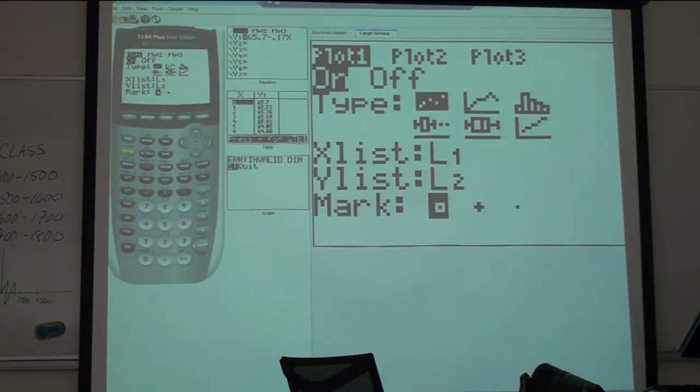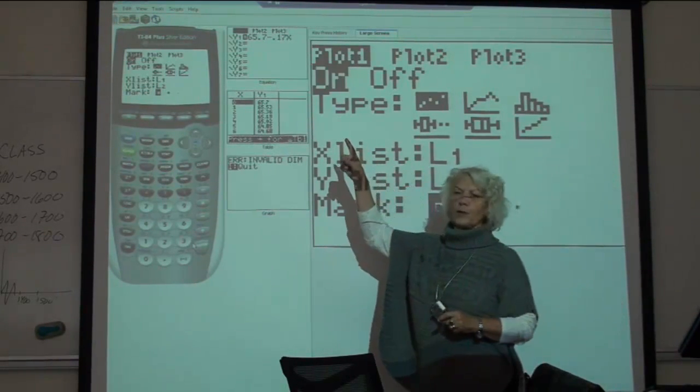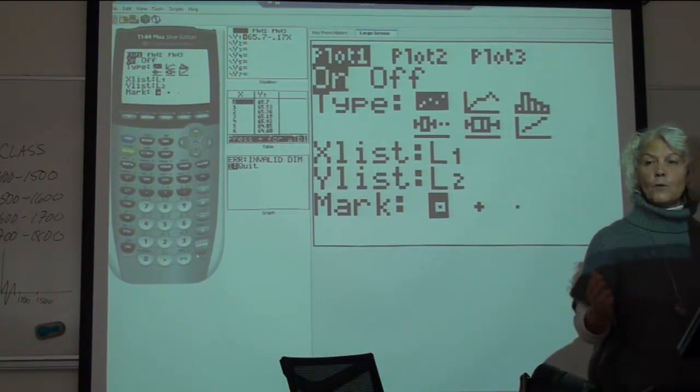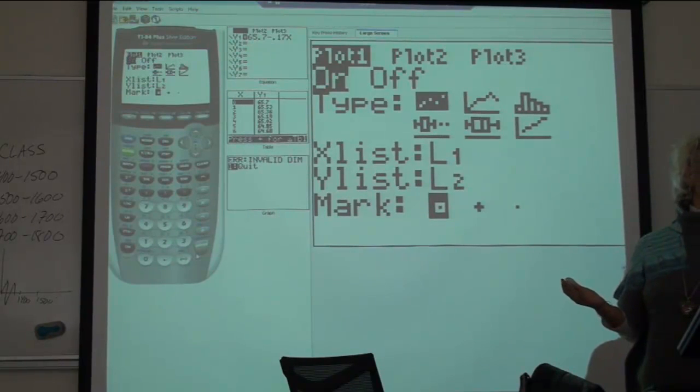We have about 3 available to start with, to do 3 different graphs. And make sure you turn it on. It's this one, in blue. Okay, so you move the cursor to on, enter. So it turns it on. Otherwise, you'll do all this work and it won't graph it.